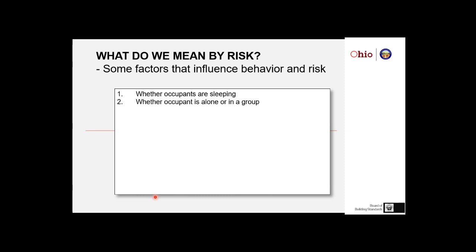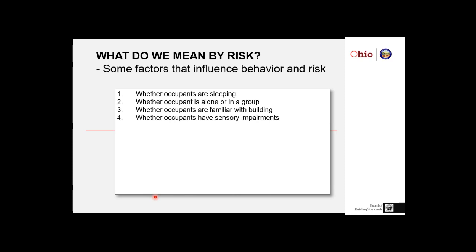Whether you're an occupant that is alone or in a group will also affect your behavior in a fire. Whether occupants are familiar with the building. Remember when we talked about the Station nightclub, there were people that didn't realize there were other exits available to them. Most people, out of habit and familiarity, will try to exit from the same door that they entered the building. And that's where everybody got bottlenecked and unfortunately passed away.